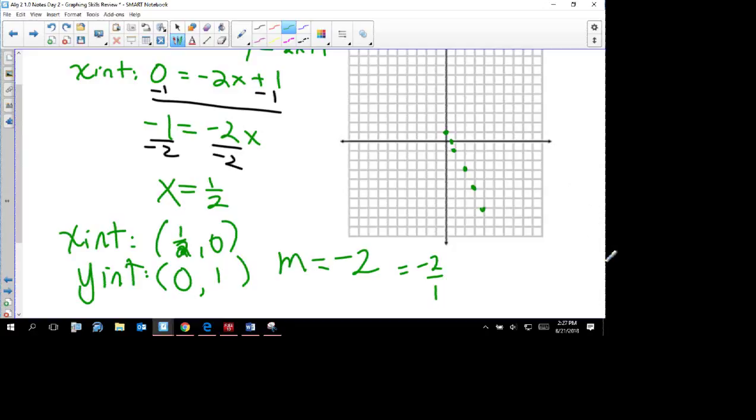If I went up 2, then I would have to do left 1. If I went positive 2, I'd have to do negative 1. So one of the numbers has to be negative. Straight edge. Can't see. I'm looking in front of it.